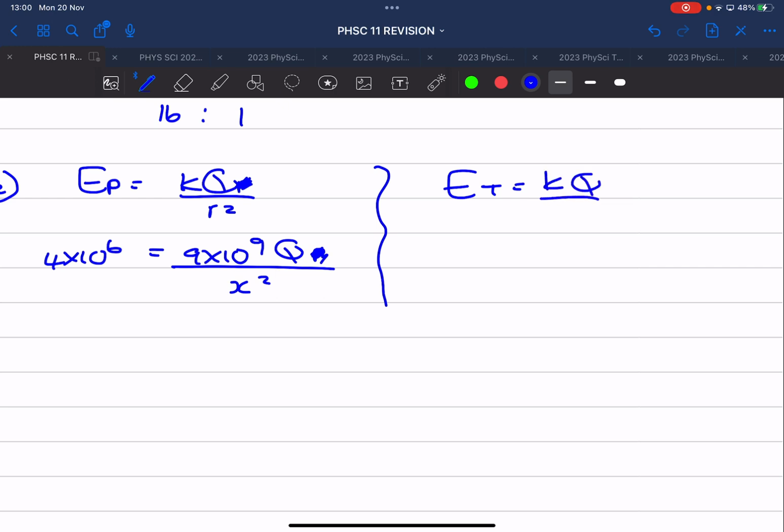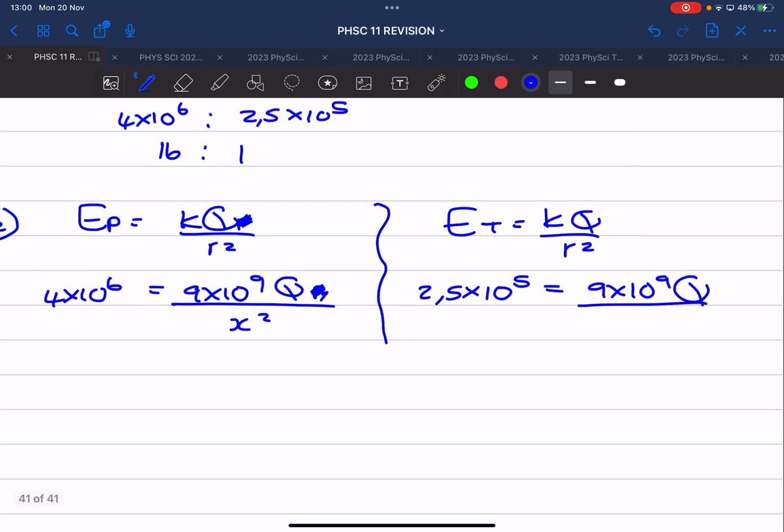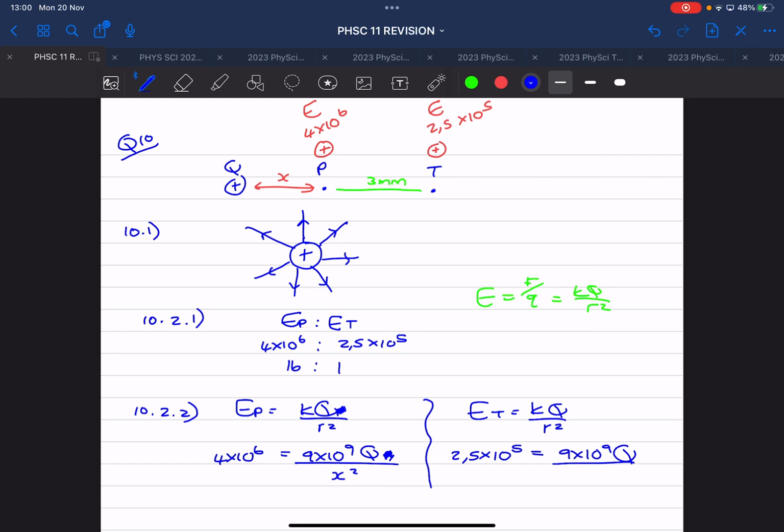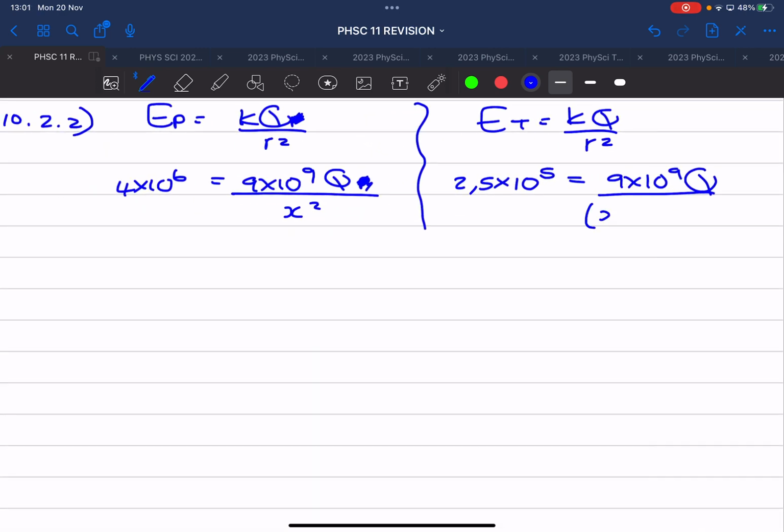Okay, K oor R kwadraat. That is 2.5 times 10 to the power 5, 9 maal 10 to the mag 9. Q, and wat is daai afstand? That distance there is the distance from T to Q. That whole distance there. Okay, so it's nie net 3 mm nie, dis 3 plus x. Maal 10 to the mag minus 3. Okay, so hierdie is x plus 3 maal 10 to the mag minus 3 kwadraat.